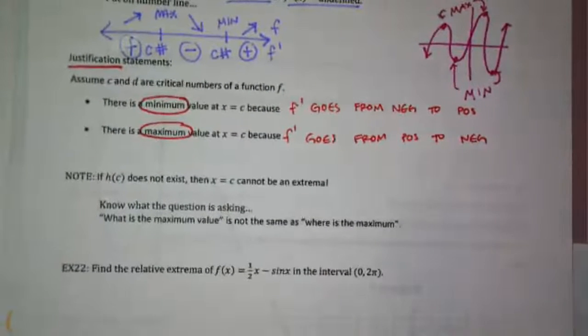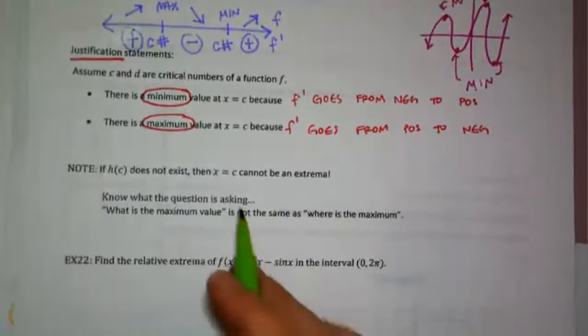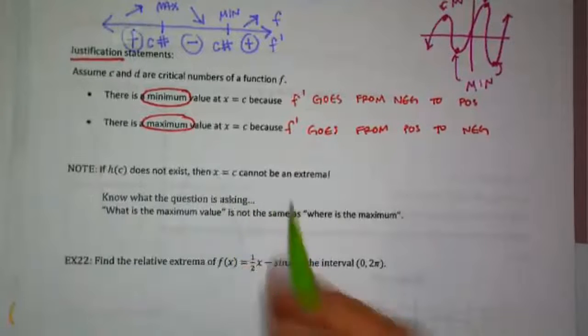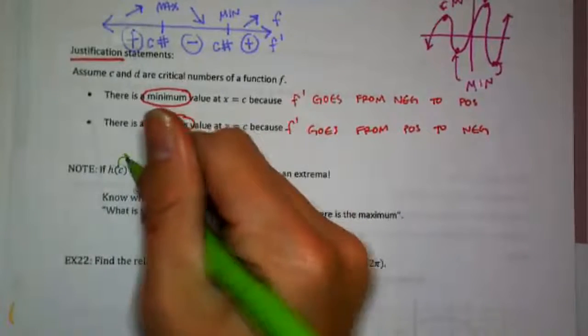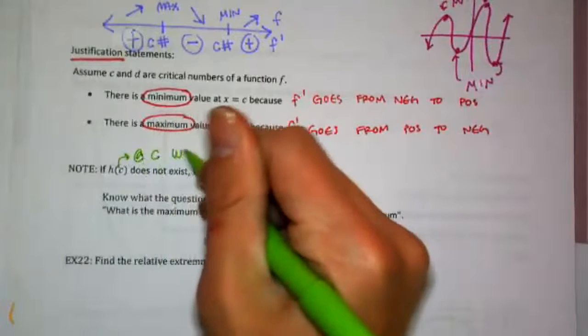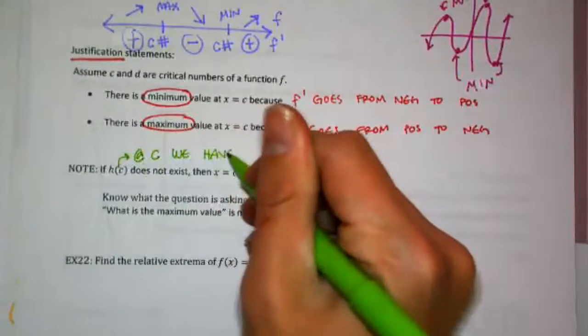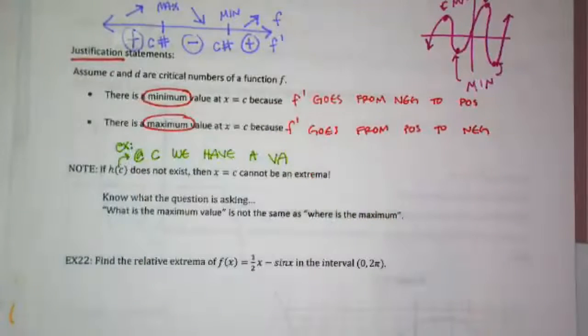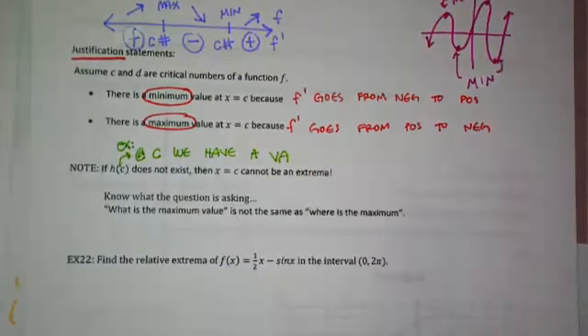All right, note that if h of c does not exist, h equals c cannot be an extrema. So for example, if at c we have a vertical asymptote, there's not actually a point there, so c cannot be an extrema. Whether you go from increasing to decreasing or not, c is not an extrema if you have an asymptote there because that point does not exist.